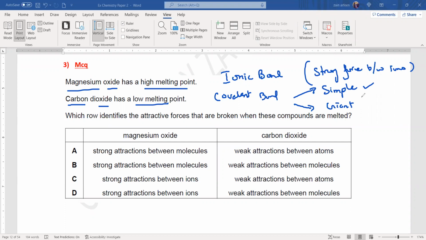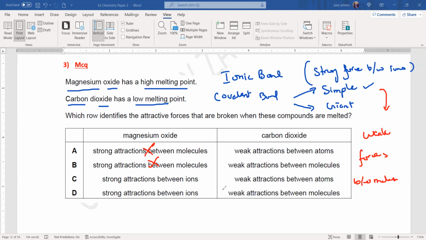And if it's a simple structure, why do they have a low melting or boiling point? Because they have weak forces between the molecules which are attached. So magnesium oxide is an ionic compound and there will be strong force between the ions. So A and B are totally wrong, they cannot be the answer. So we are left with C or D, because C is strong force between the ions, D is also strong force between the ions.